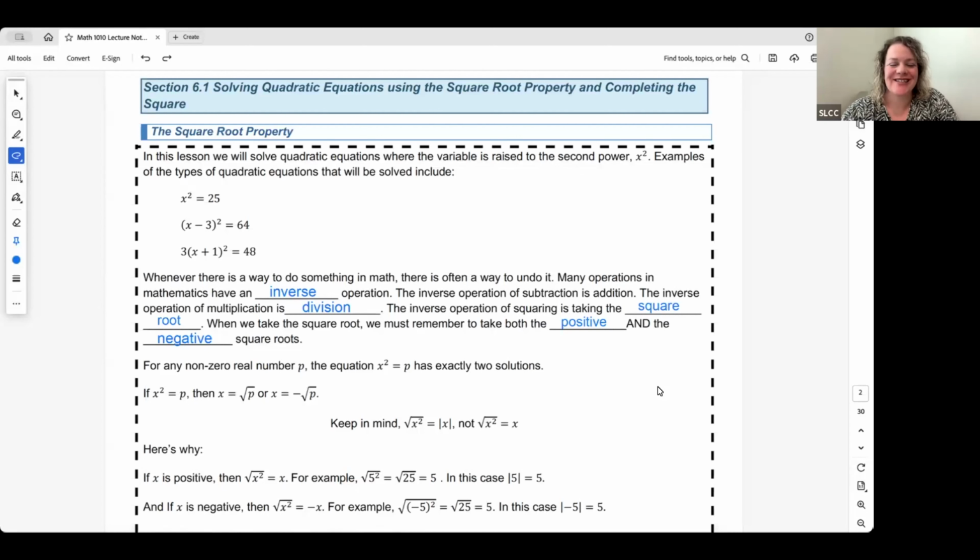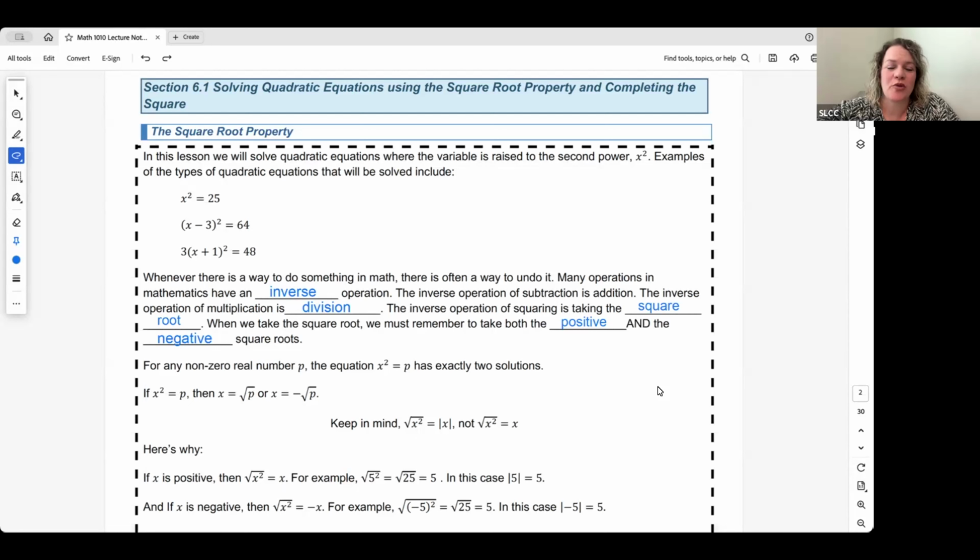Hello, everyone. Today we're going to be discussing section 6.1, solving quadratic equations using the square root property and completing the square. In this video, we'll discuss the square root property and we'll do problems number 1, 2, and 3.